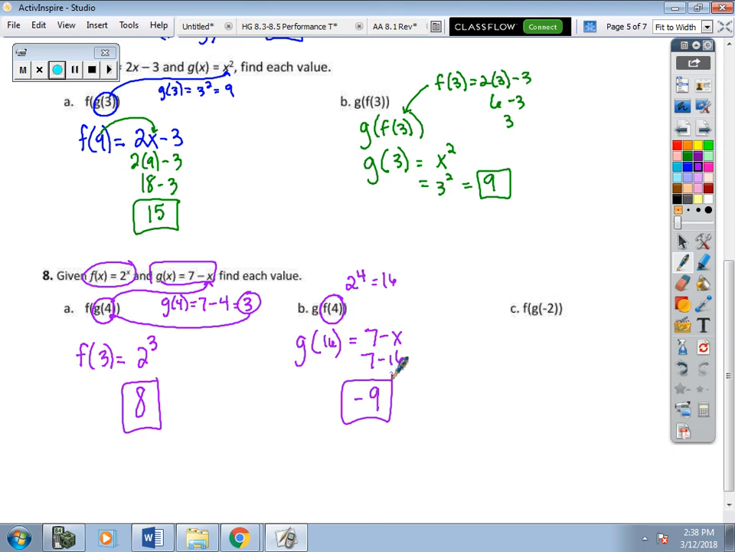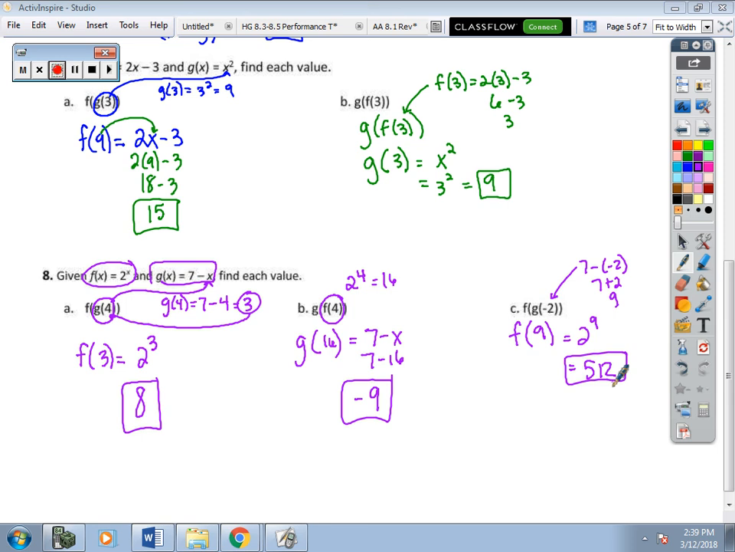Go ahead and pause the video and try the last one. I will reveal the answer in just a moment. We should be getting 512 if done correctly. g of negative 2 is 9, and then f of 9, 2 to the 9th power, is 512.